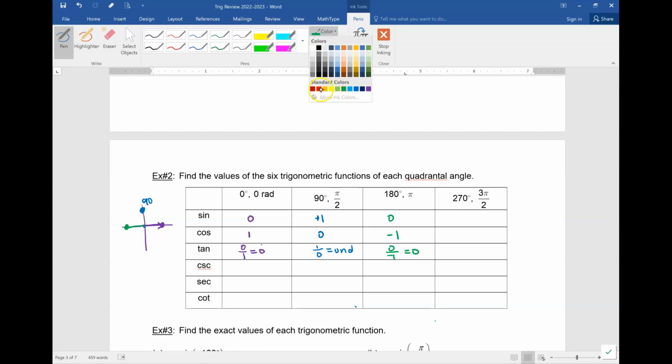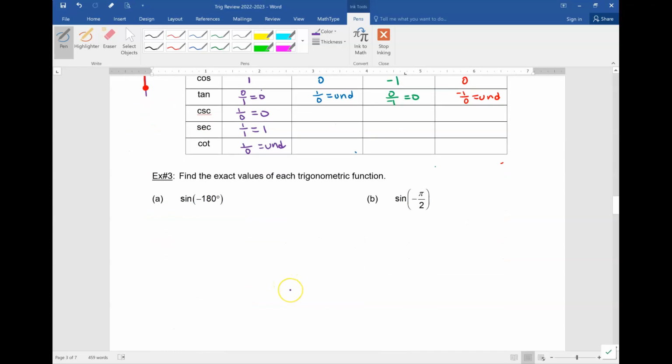Okay, lastly for the 270. How do I go there? How much do I go vertically? Negative 1. How much do I go horizontally? 0. Tangent is undefined. Okay? And then for each of these, cosecant is the reciprocal of sine, secant is the reciprocal of cosine, and cotangent is the reciprocal of tangent. So that's how you do them, and then you can do it for anything you want.